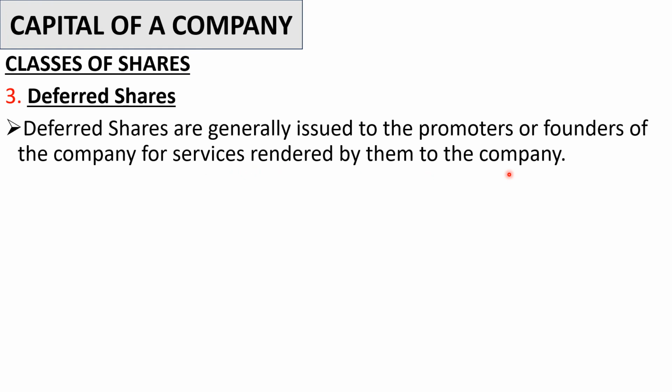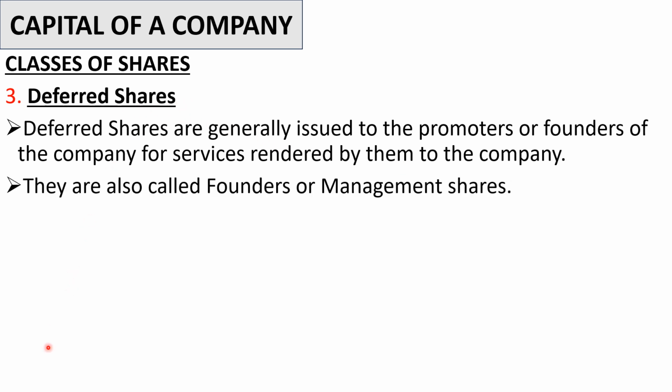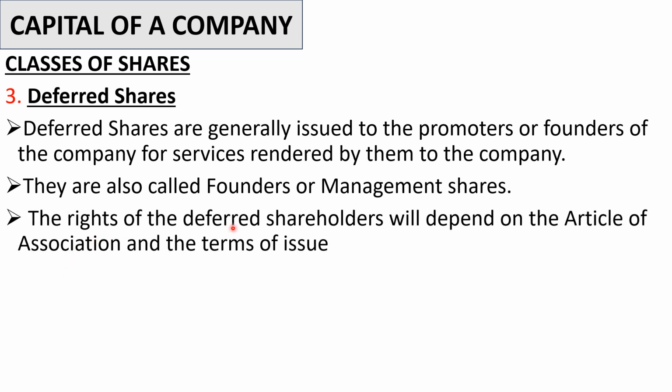These ones are just for the promoters. They are not given out or sold. They are just for the promoters themselves. For the job they have done, starting the company and everything that they contribute, they are given what are called deferred shares. They are also called founders or management shares. The rights of the deferred shareholders will depend on the articles of association and the terms of issue. So the documents are going to outline the rights of the deferred shareholders.